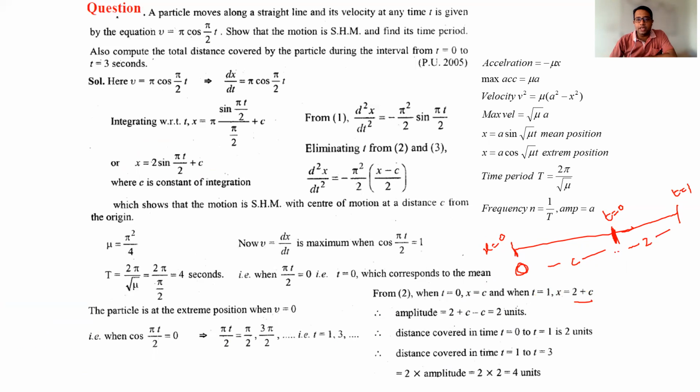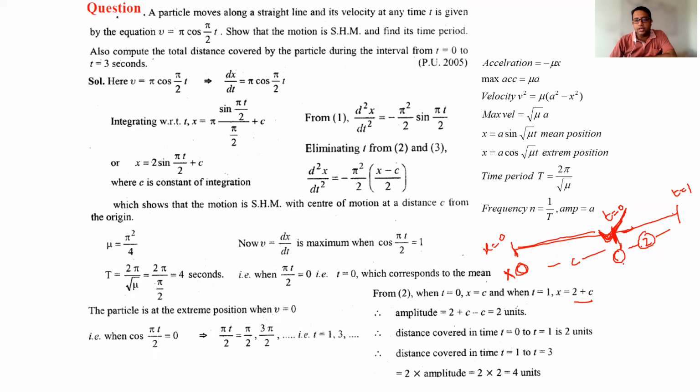So from where will we calculate the amplitude? This is the mean position. Amplitude will not be calculated from the origin. It will always be calculated from the mean position. Mean position at t equals to 0 is this point. So this will be the amplitude, because 2 plus c had to be covered, so it became c, a, 2 plus c.